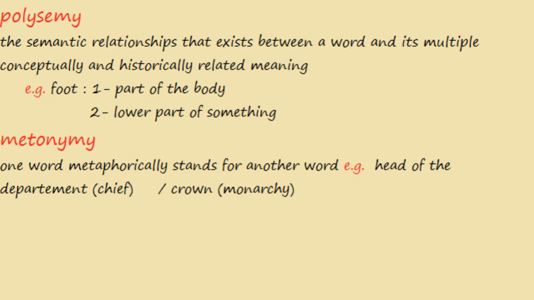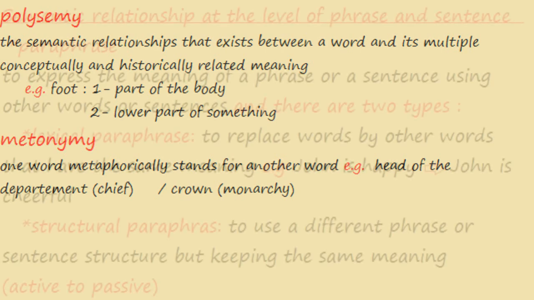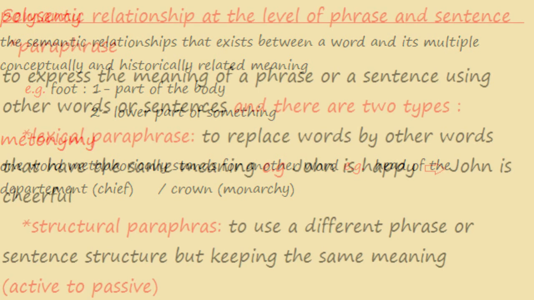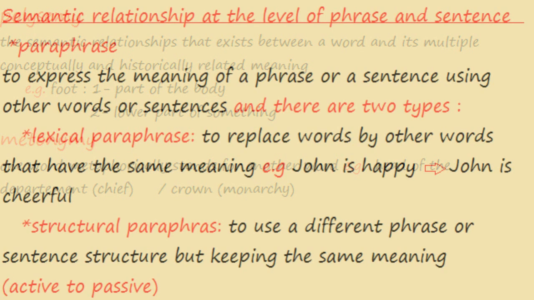And this is the best example that we can give: the crown. When we say the crown stated, it doesn't mean the metal or the object. It means the monarch or the monarchy in general. This is metonymy. Now we move to semantic relationships at the level of phrase and sentence. This is very important.